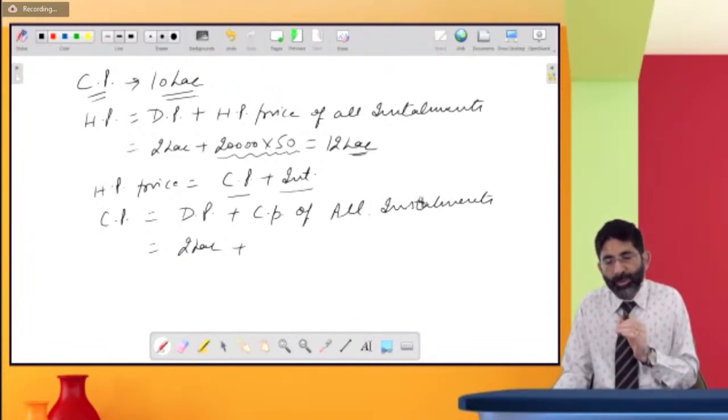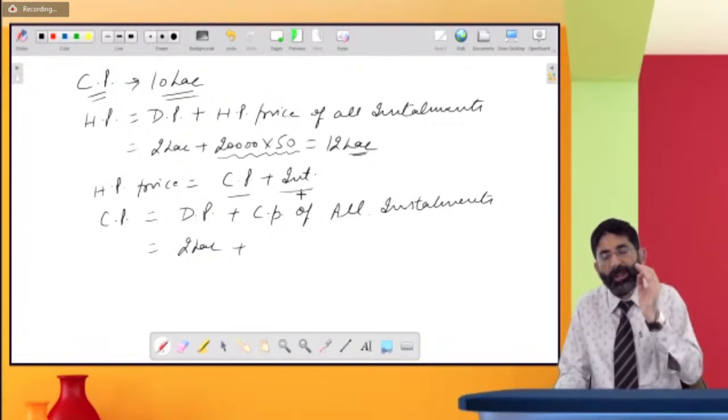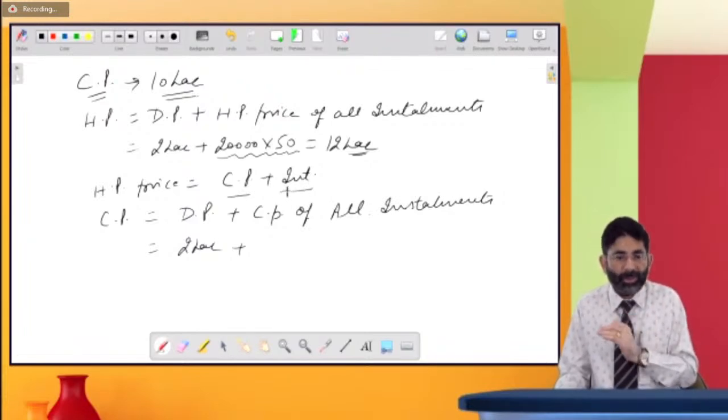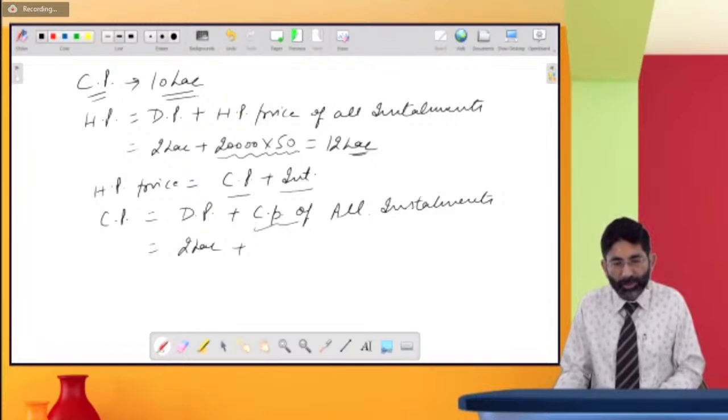That is the most important thing, because if CP is not given to you, we have to calculate it. If HP is not given to you, we have to calculate it. If interest is not given, beta, we have to calculate it. So we have to calculate all these things because we need all these things for the purpose of doing the question. So CP of all installments we require. Now this can be calculated by doing this thing: HP of installments minus interest.